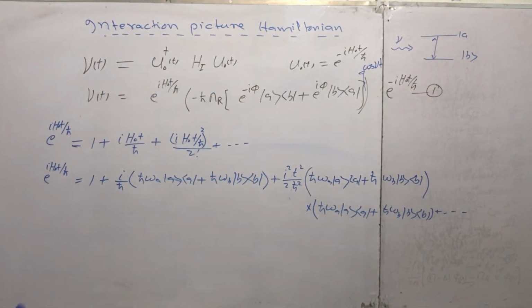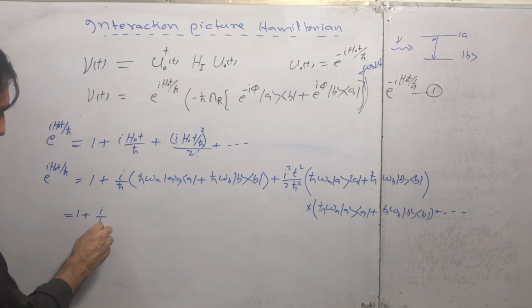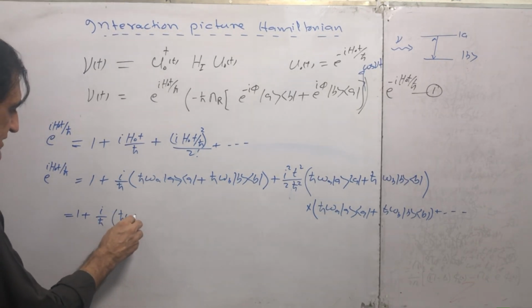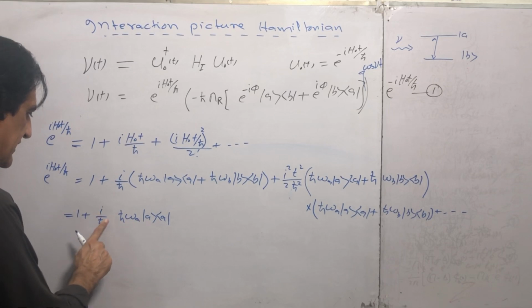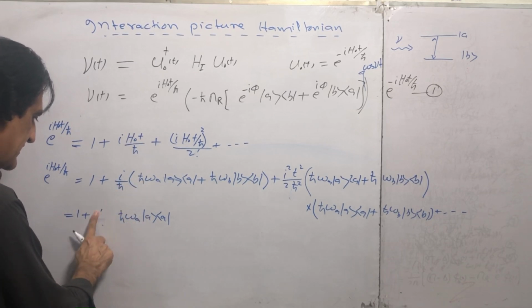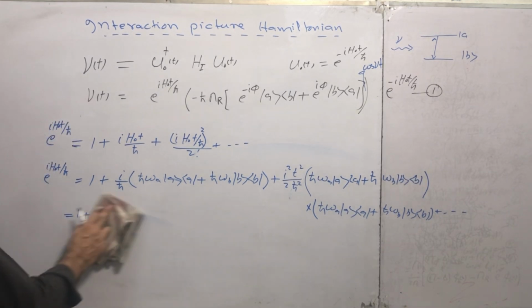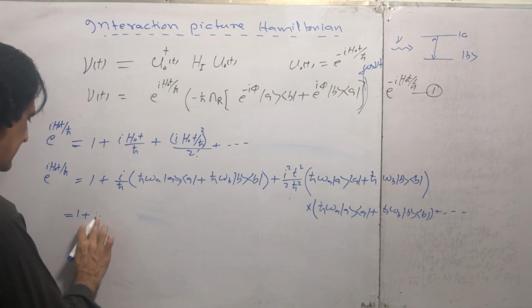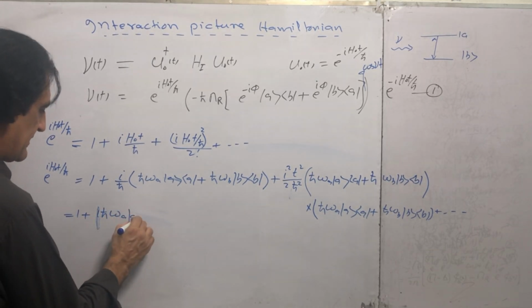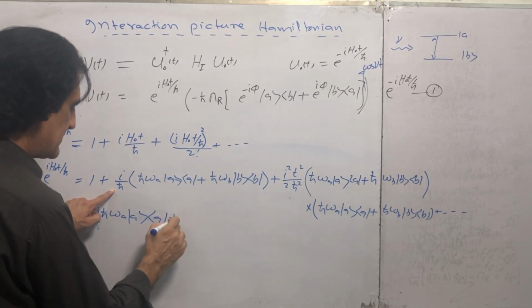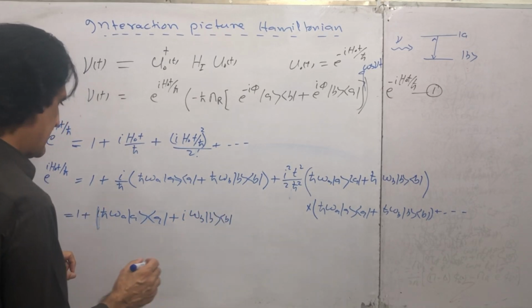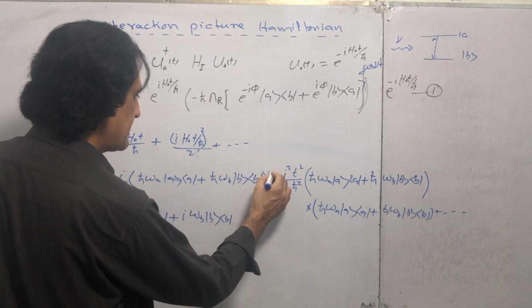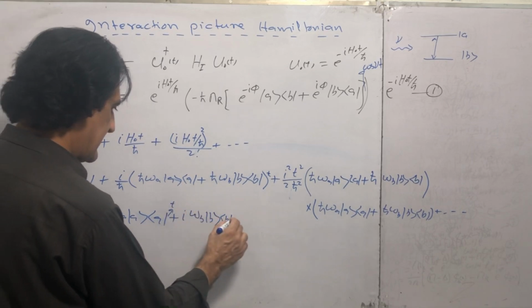And next, the higher terms. Now 1 plus i divided by h bar and h bar omega_a, we can multiply this term, i h bar, then i h bar will be cancelled out, and we must have i omega_a |a><a| multiplied with this, h bar will be cancelled out, i omega_b |b><b|, and we also have a t here, so t here and t here.